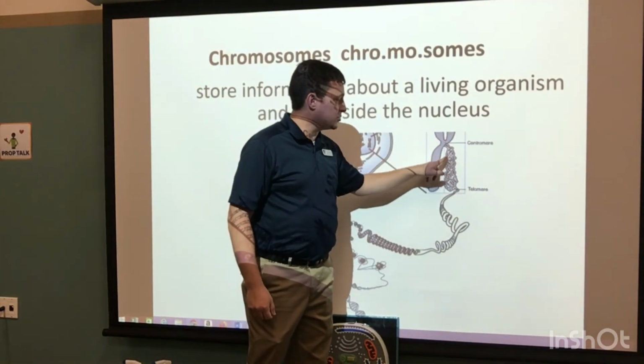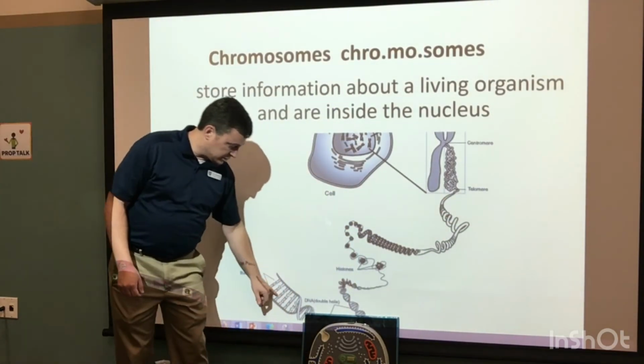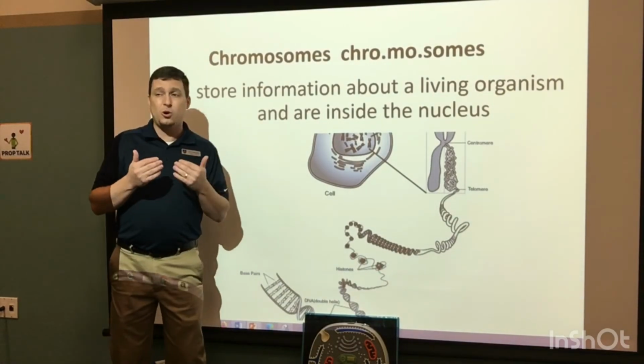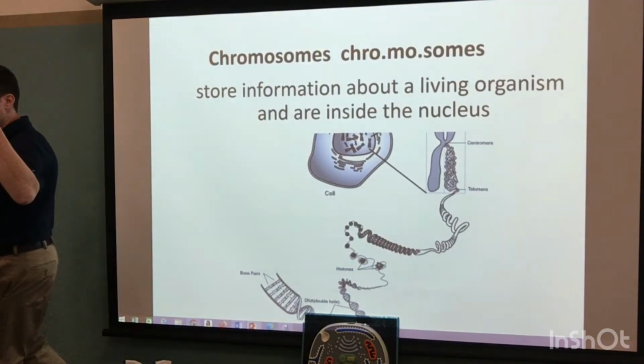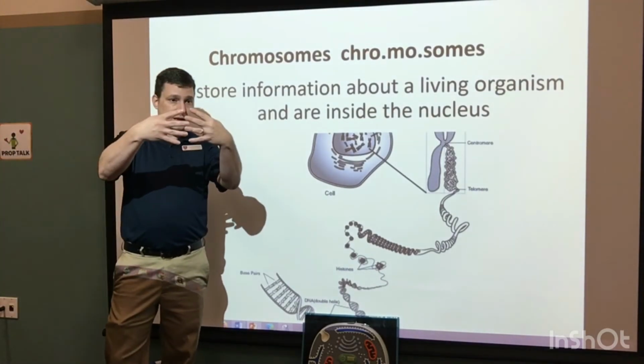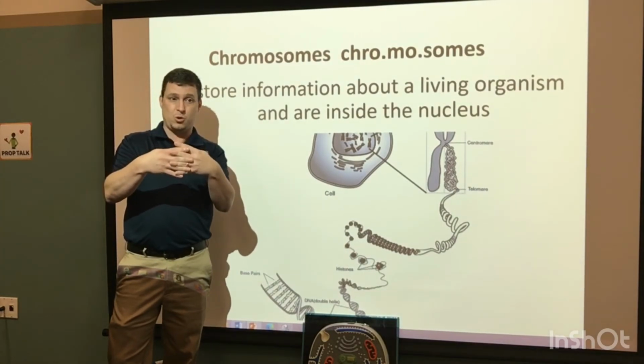And in that X is all this spaghetti noodle looking stuff. It's called a double helix. It's a ladder that looks twisted, but it contains all the information about you. Half the information came from your mother, half the information came from your father, and God knit it together perfectly to make you exactly who you are.